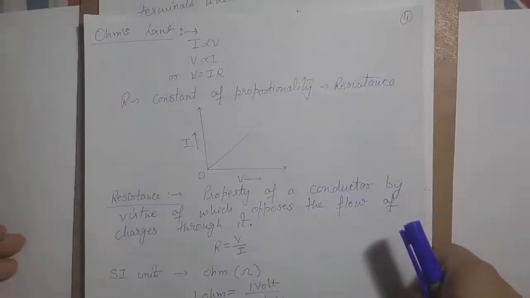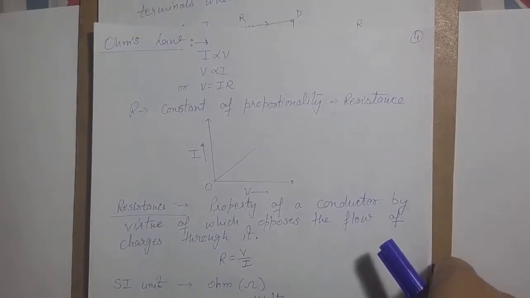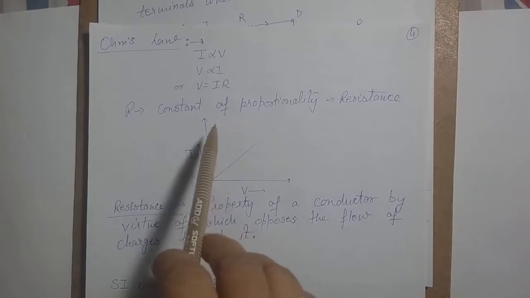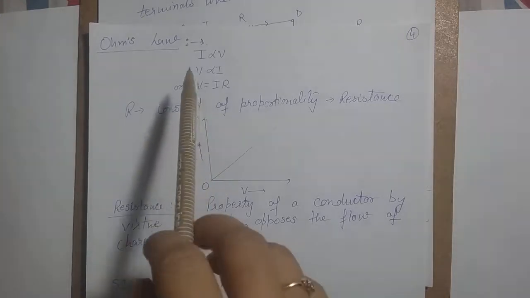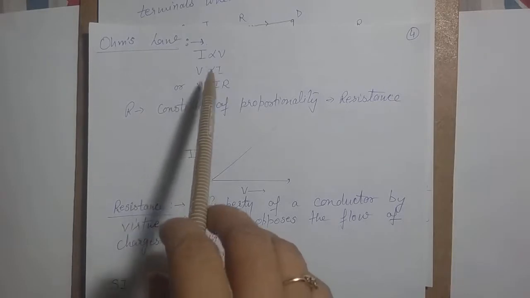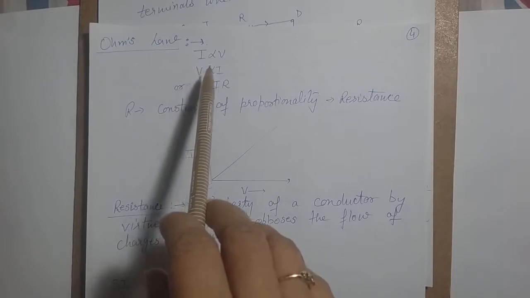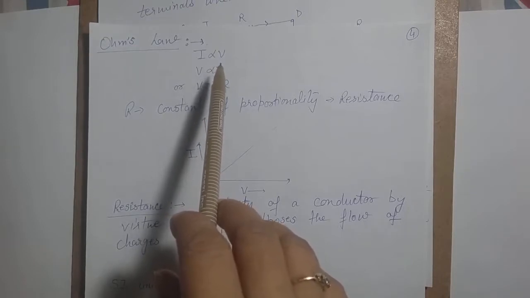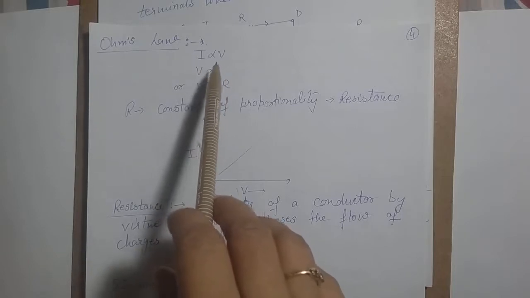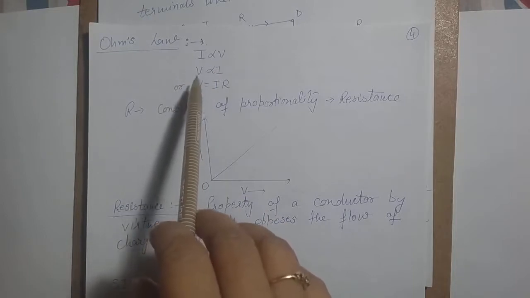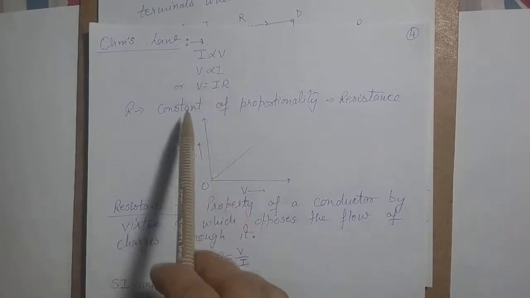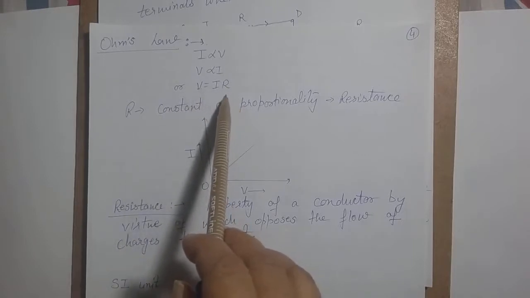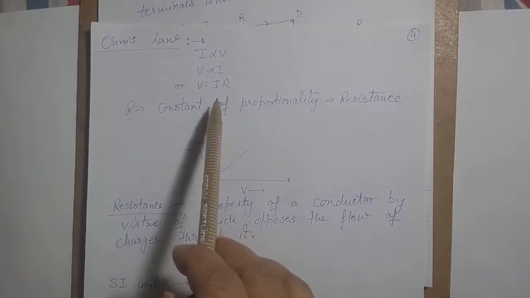Now after EMF and potential, you know what Ohm's law is. You are aware of this Ohm's law. You know that under steady physical circumstances, like constant temperature and the material of the device remaining constant, the current flowing through the circuit is directly proportional to the potential difference across the ends of that conductor. Current is proportional to potential difference, or mathematically, potential difference is proportional to current. Both are the same thing. Now it can be written as V equals IR. R is the constant of proportionality and is known as the resistance of a given conductor.